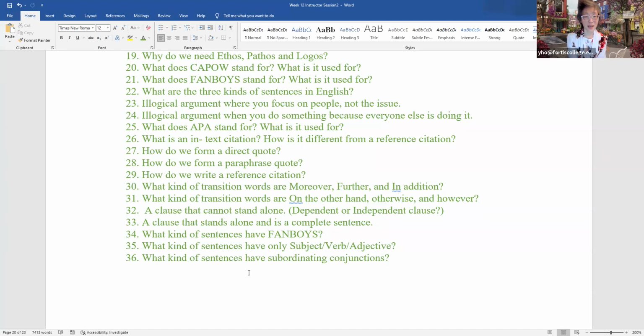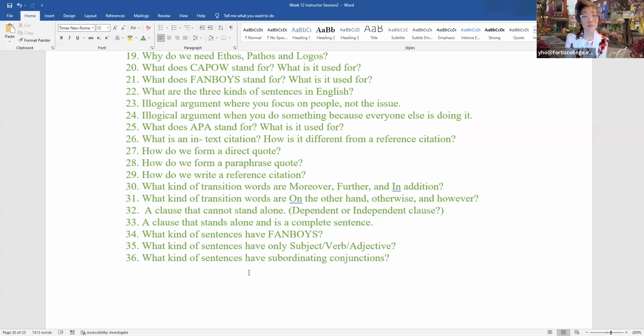A clause that cannot stand alone, is that a dependent or independent clause? Dependent. A clause that stands alone is an independent clause. What kind of sentences have fanboys? Compound sentences, exactly. John is poor, comma, but Anil is rich. No, I'm just kidding. What kind of sentences have only subject, verb, and adjective? Simple. Yes, John is poor.